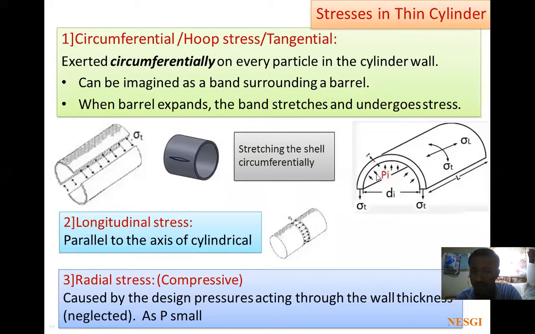Pi means inside pressure. Sigma t means tangential stress. Di means inner diameter of the cylinder. L means length of the cylinder. Sigma L means longitudinal stress, and sigma t means circumferential or hoop stress or tangential stress.